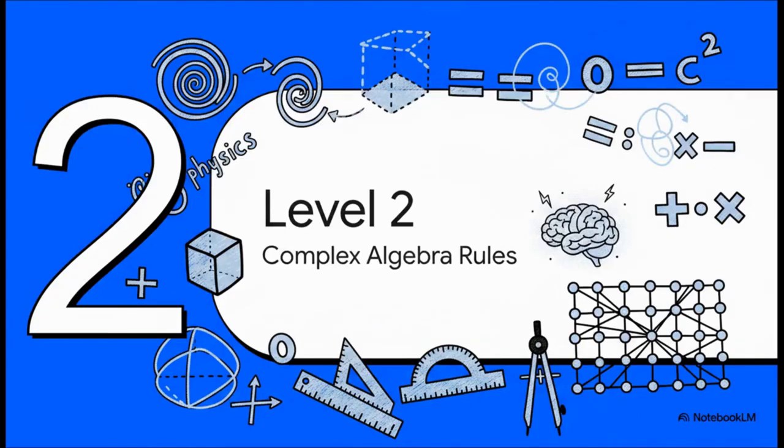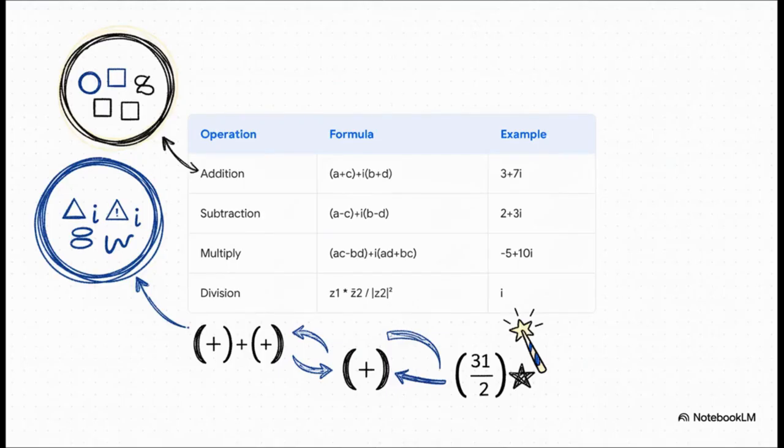Moving right along to level 2, rules of complex algebra. Now that we're hanging out in this complex dimension, we've got to learn the physics that govern it. The absolute golden rule for addition, subtraction, multiplication, and division is to just keep things organized. You group the real parts together and you group the imaginary parts together. Addition and subtraction, super straightforward. Multiplication takes a little bit of algebraic expansion, giving us a new mixed output. But division? Well, division requires a really special trick using something called the conjugate.